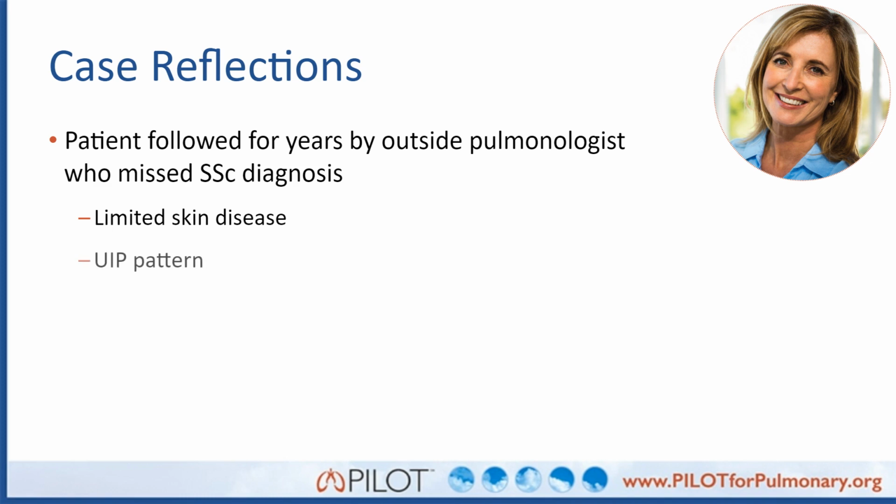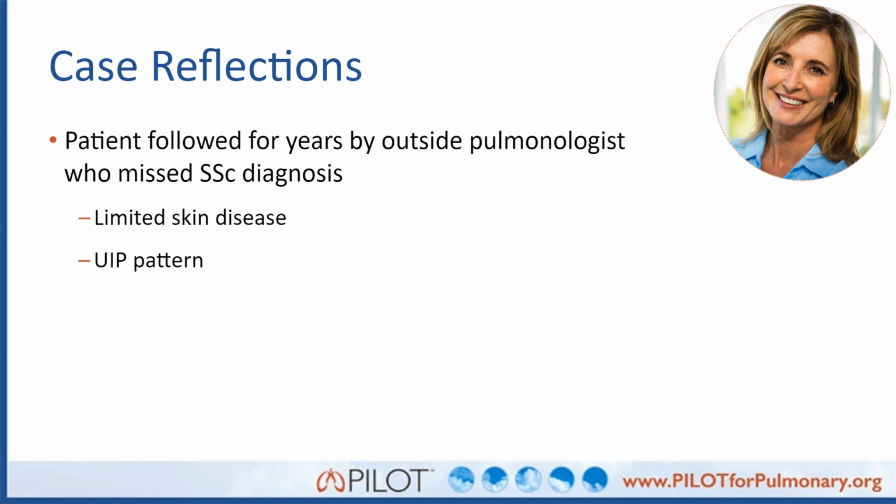Also, the UIP pattern is not the dominant pattern that we see in patients with scleroderma ILD. Usually we see an NSIP pattern, but studies have estimated that about a quarter of patients will have a UIP pattern. So just because someone has a UIP pattern does not preclude them from having systemic sclerosis-related ILD.